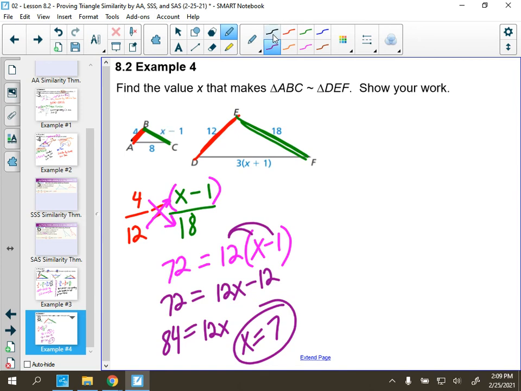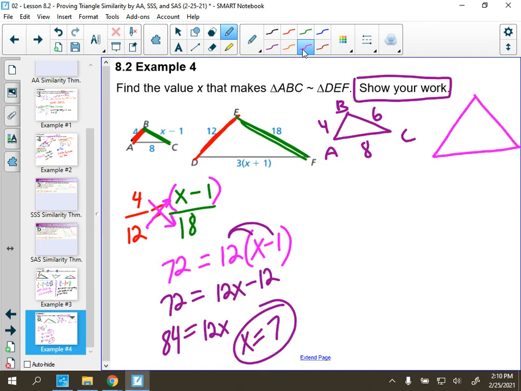What I would maybe look at doing is just sketching. So my show the work, my justify here, might be almost re-putting the triangles back together with that x value in there, just to confirm everything that we think we're good with. So this would be 4. Now if I plug the 7 in there, 7 minus 1 is 6, and then 8. And then on this bigger triangle DEF, doesn't have to be perfect, I already know the 12. I already know the 18. Whoops, that's 18. And 3 times, let's see, 7 plus 1 is 8. 8 times 3 is 24.